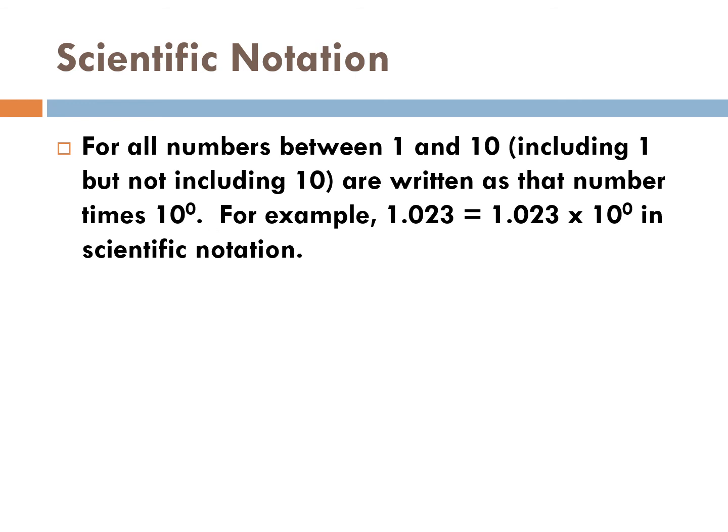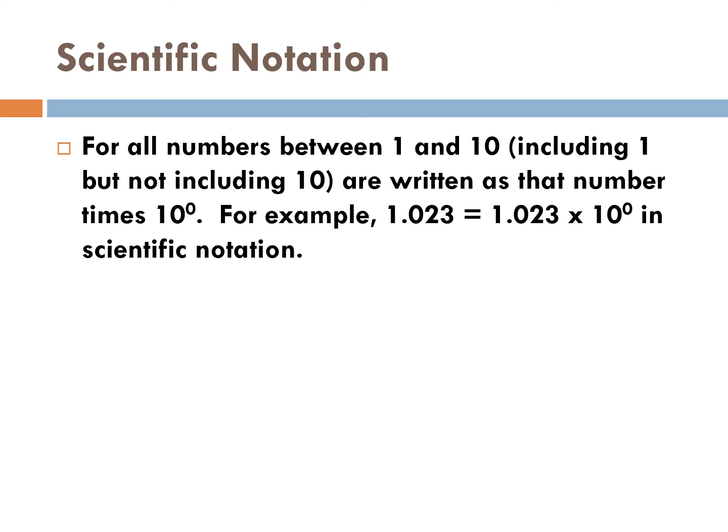Now, for a number that's already between 1 and 10, for example, we have 1.023. Well, we just multiply that by 10 to the 0 power. Now, does that actually help us? No, not really. But it does give us a way of being consistent with every single number that we can put into scientific notation.